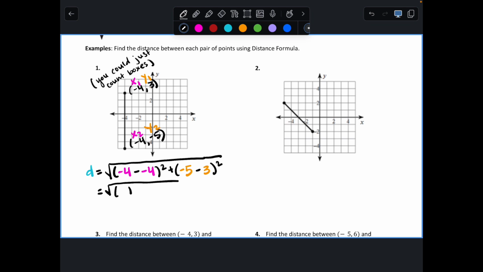So this ends up being 0 squared plus negative 8 squared. Which is the square root of 64, which is 8, which we already said D was 8.